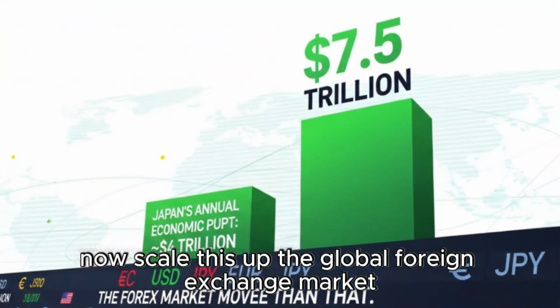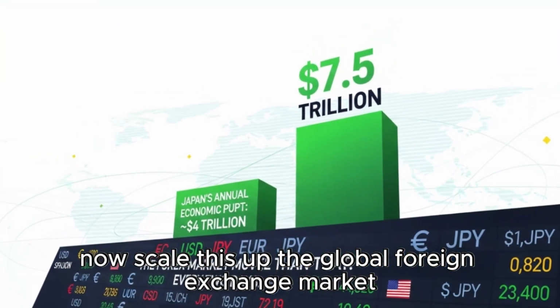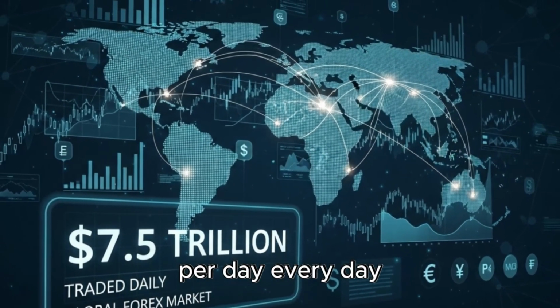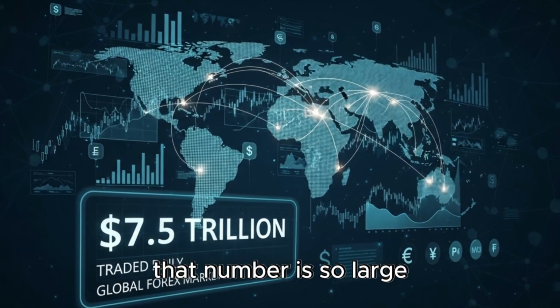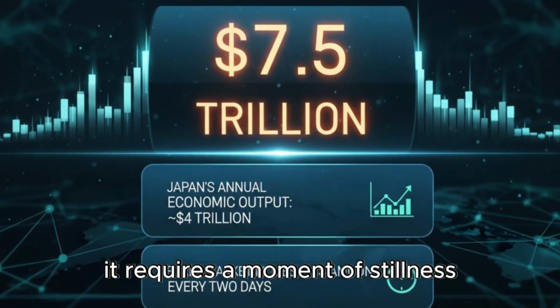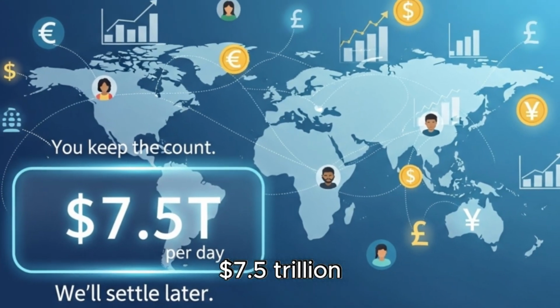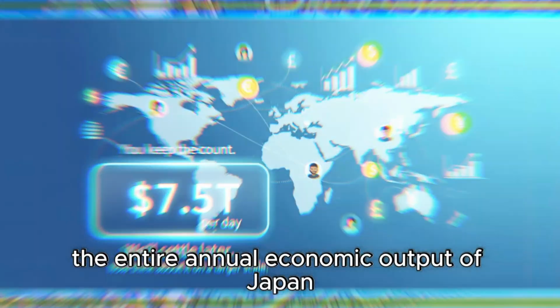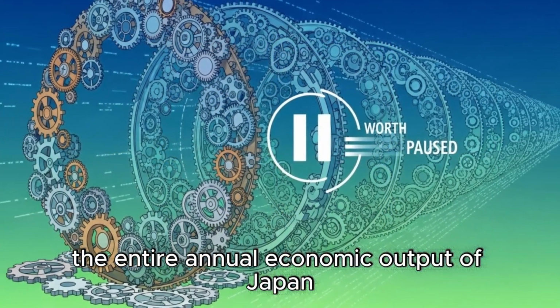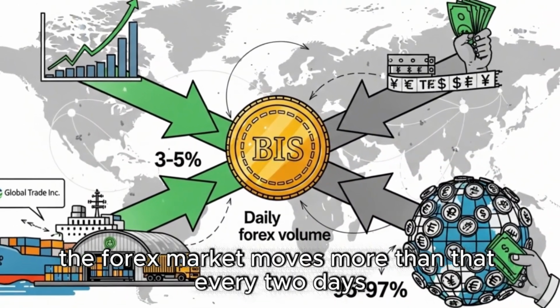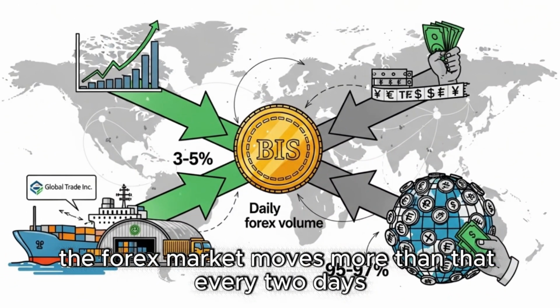Now, scale this up. The global foreign exchange market trades roughly $7.5 trillion per day, every day. That number is so large it requires a moment of stillness. $7.5 trillion. The entire annual economic output of Japan is about $4 trillion. The Forex market moves more than that every 2 days.